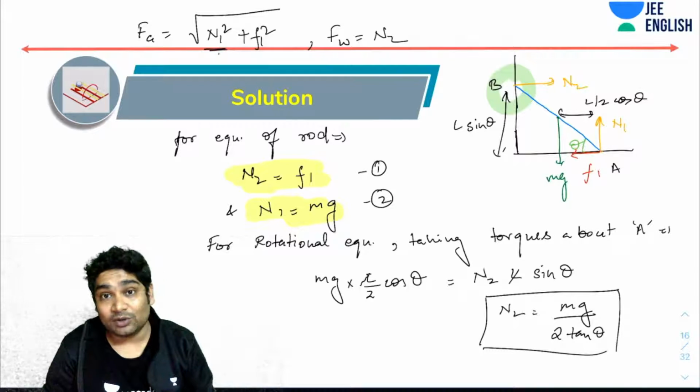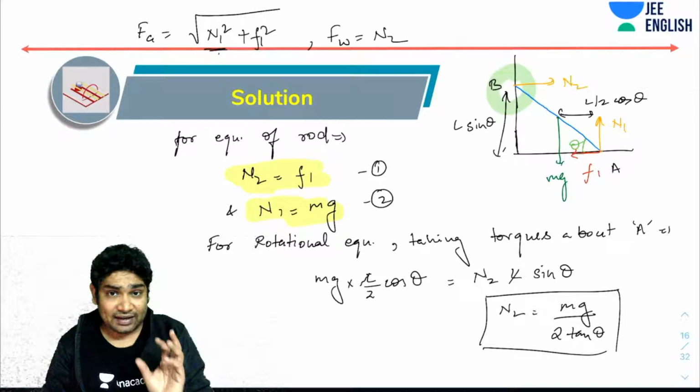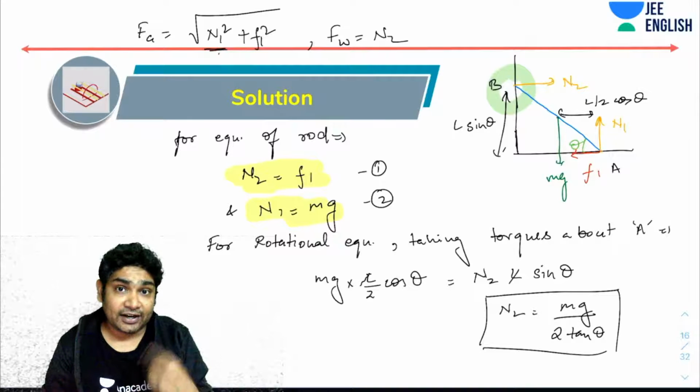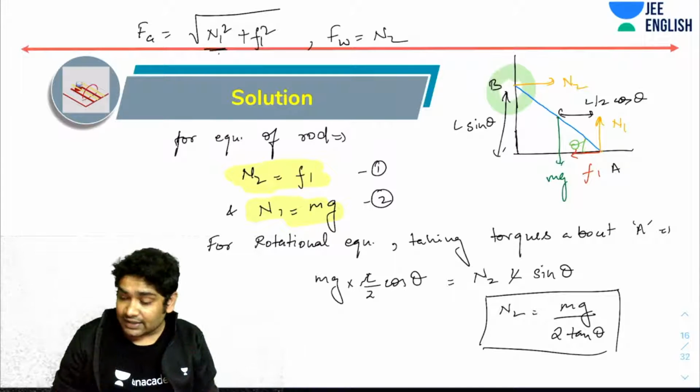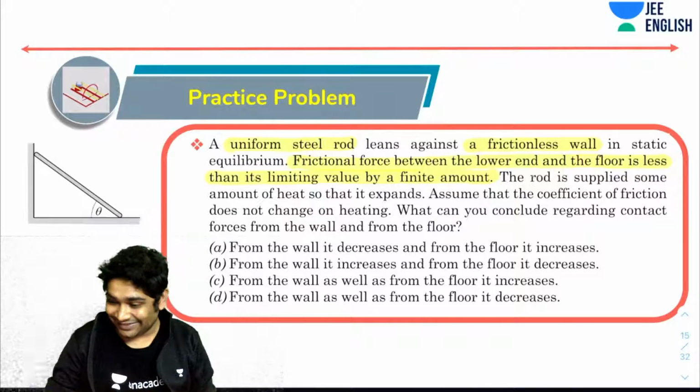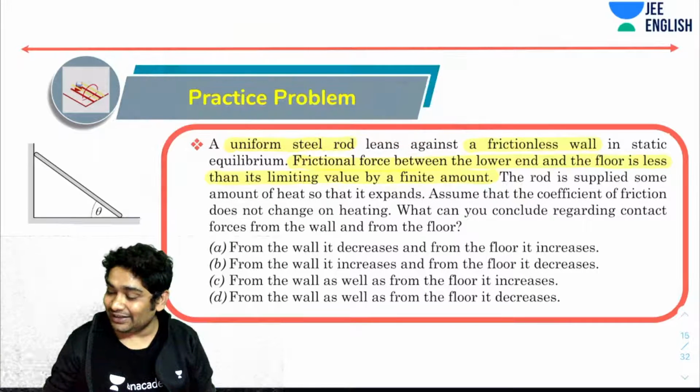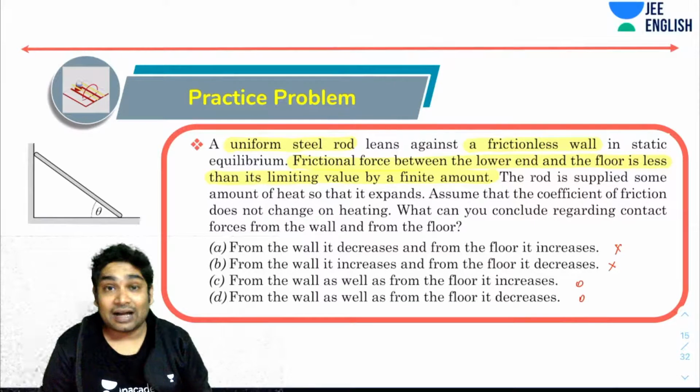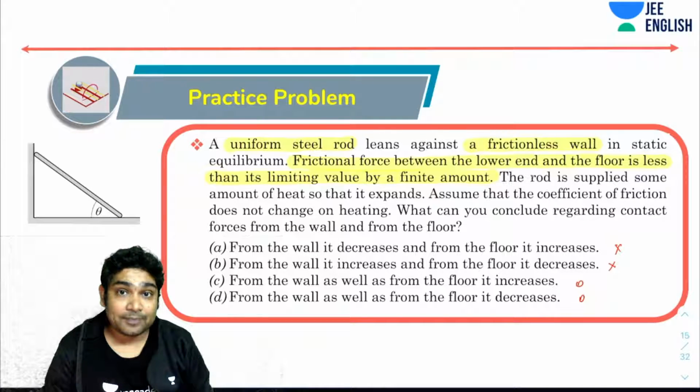Similarly, N2 is always equal to F1. So if N2 decreases, F1 decreases. If N2 increases, then F1 increases. So can I say that this cannot be the answer? Suraj, do you agree that this cannot happen? It will be either this or this. Either both will increase or both will decrease for the rod to always remain in equilibrium. I hope you guys agree to that. So Suraj, can you figure out what I just said?